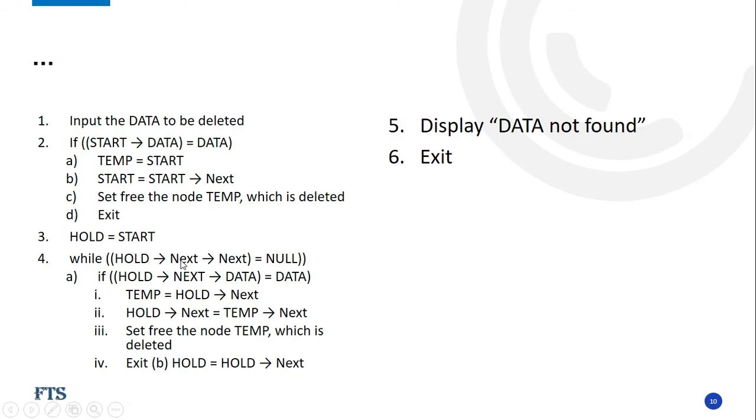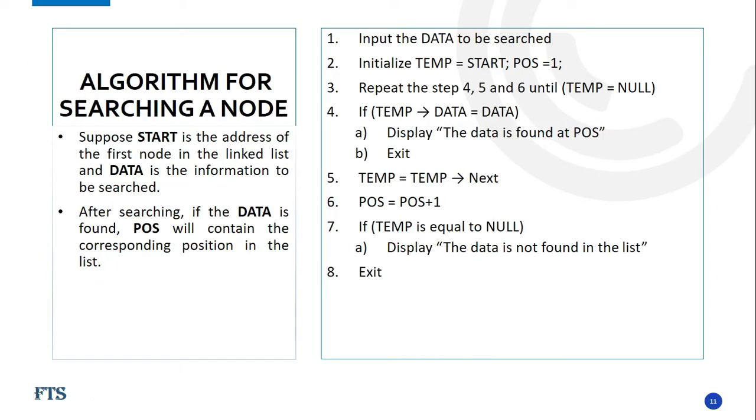If you are deleting from the middle, hold should be equal to start, while hold next is not equal to null. If hold next data is equal to data, then temp should be equal to hold next, and hold next should be equal to temp next. Free temp, which is deleted, then exit. Otherwise, hold should be equal to hold next, it should move forward. Otherwise display data not found, finally exit.